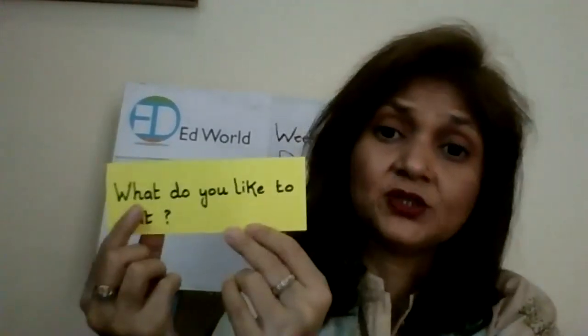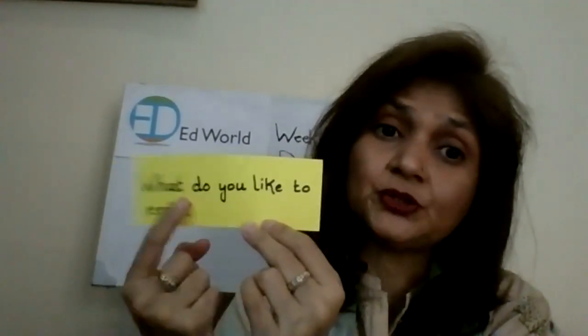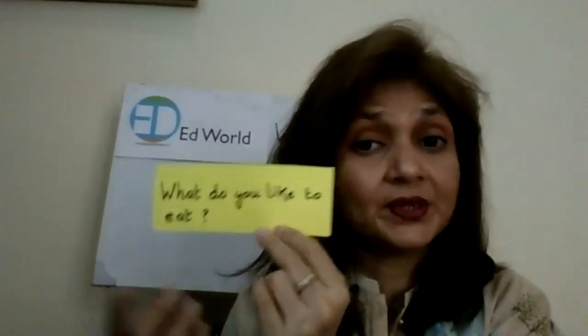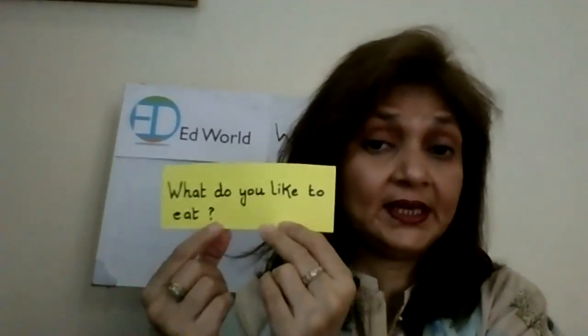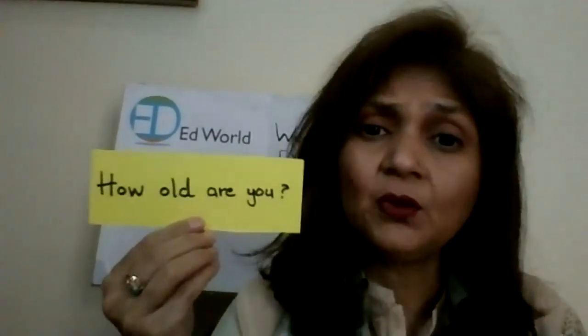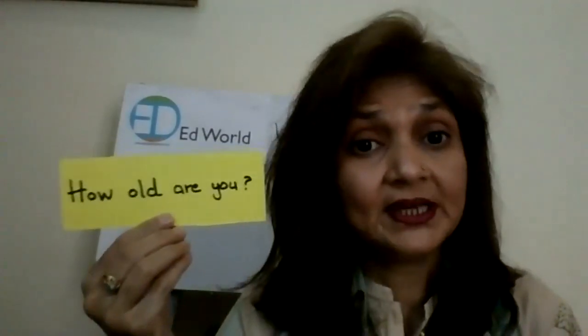Now, next sentence, what do you like to eat? Again, what is this? It's an asking sentence, so it's a question. And at the end, we put a question mark. How old are you? Again, it's asking something, so again, it's a question, right? So these were different questions that I have shown you.